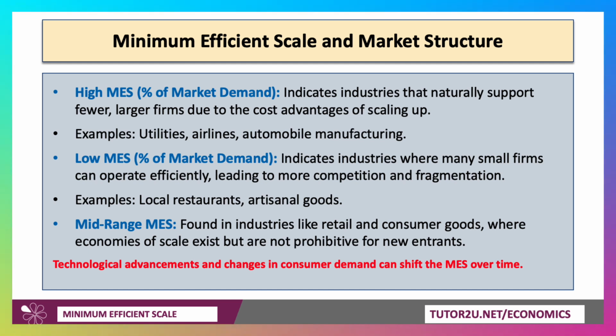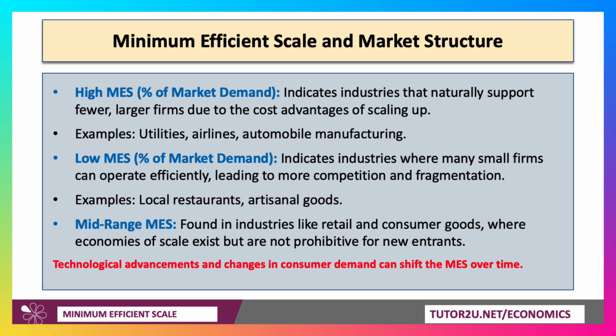Let's just quickly go through this because this is super important. When you have a high minimum efficient scale, in other words, when there's lots of scale economies relative to demand, that suggests an industry that supports fewer, larger firms due to just the huge advantages of scale. So think about utilities, think about big airlines, think about global car manufacturing, pharmaceuticals, and so on and so forth.